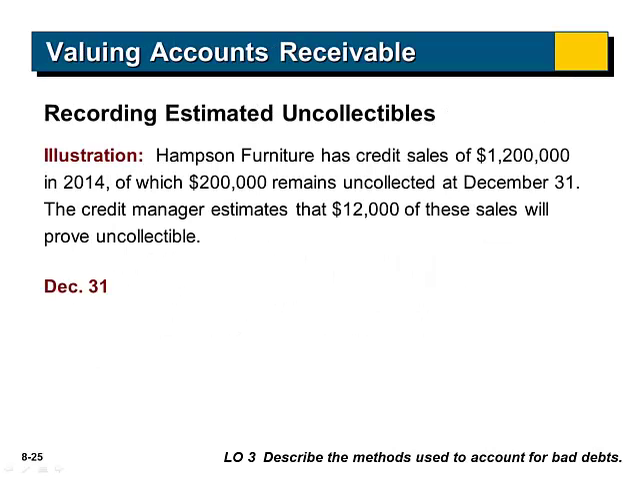And let's kind of walk through an example. Hampson Furniture has credit sales of $1.2 million in 2014, of which $200,000 remains uncollected at December 31st. The credit manager estimates that 12,000 of these sales will prove uncollectible. So they sell $1.2 million worth of stuff. They have an outstanding receivable balance as of December 31st of $200,000. And the credit manager has looked through all of these $200,000 that are owed, and he estimates that 12,000 of these sales will prove uncollectible.